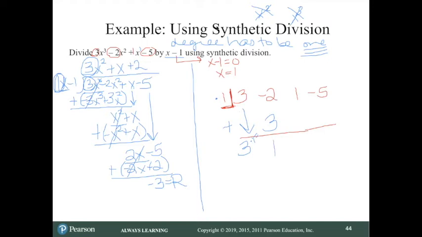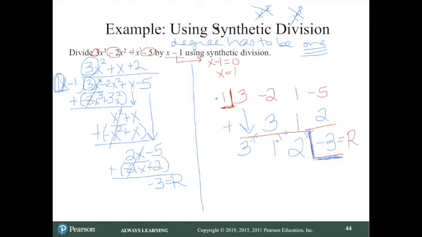Then again, times 1. 1 times 1 is 1. And then we add: 1 plus 1 is 2. Times 1. 2 times 1 is 2. Negative 5 plus 2 is negative 3. This last number also gets a box. And I should really do it in red to show that that's a structure. Whenever you're doing synthetic division, that last number is always the remainder.